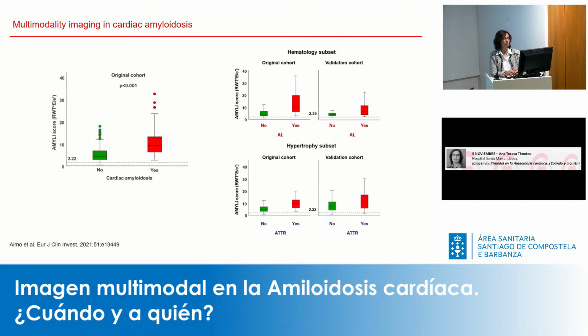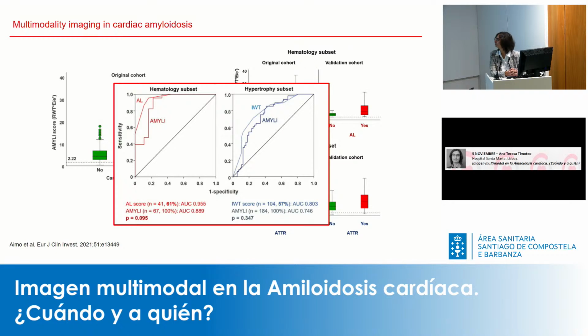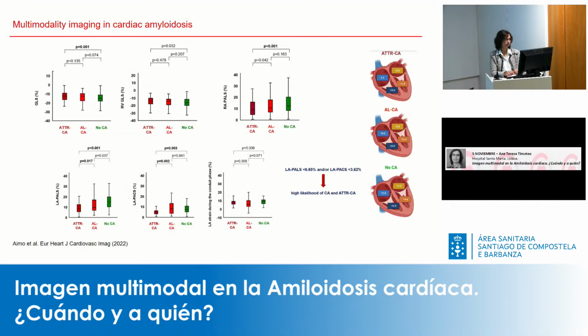However, a new score has also been tested, the amyloidosis score, which is a simple ratio with only relative wall thickness and E over e prime. It's easier to analyze. It's increased in patients with cardiac amyloidosis, both the AL form and the ATTR form, and it performs quite similarly to the ones I've mentioned before, the AL score and the IWT score. It has quite a similar predictive accuracy with only two variables.